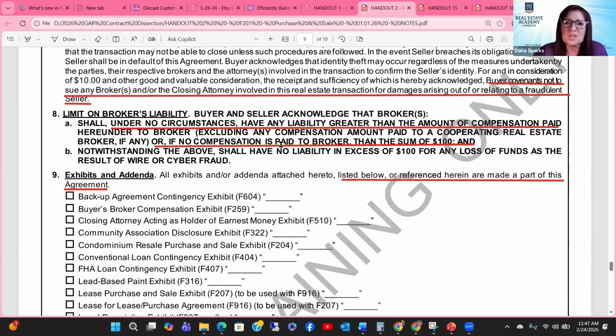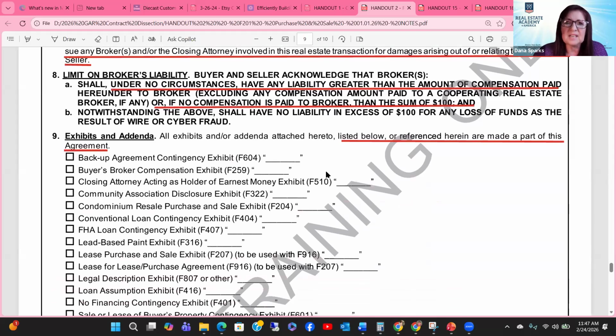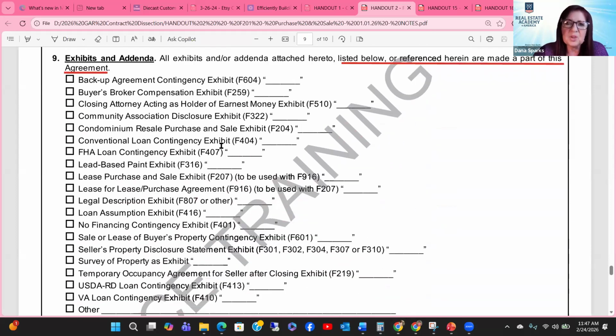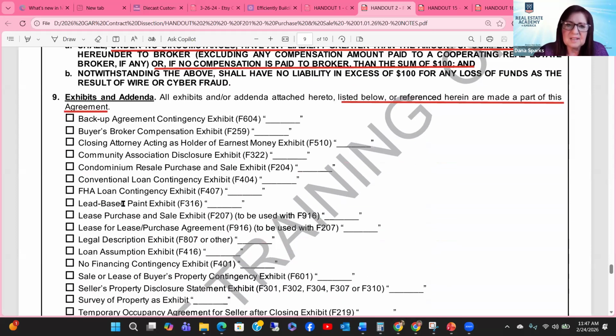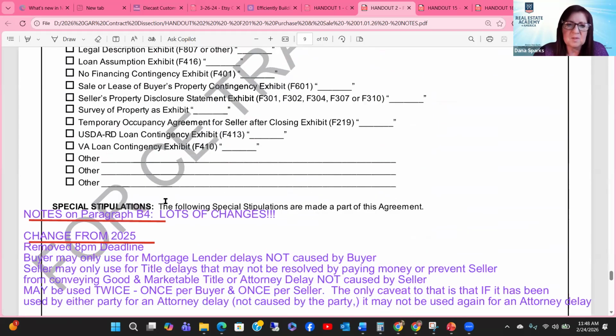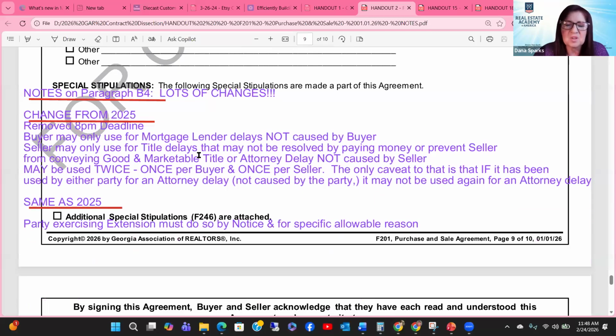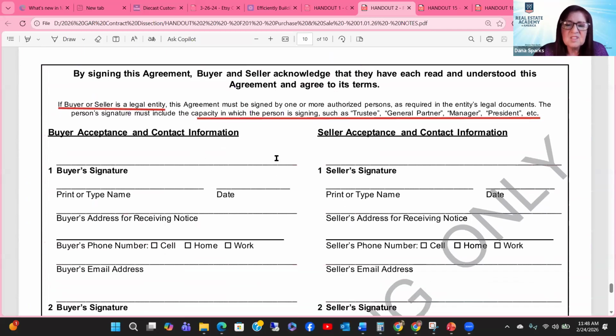And limit a broker's liability. Our liability, buyers and sellers acknowledge that brokers have no liability, compensation paid, and if no compensation paid, $100. And then this is where you outline the label of the exhibits that are part of the purchase and sale agreement and the special stipulations. Again, these are my notes on the 8-day unilateral.